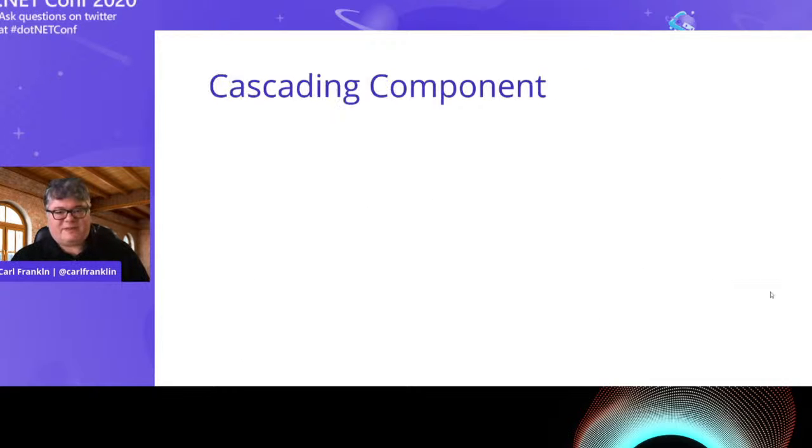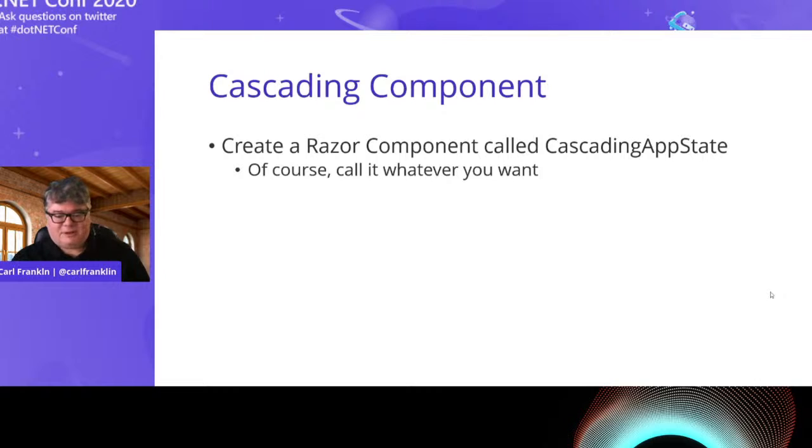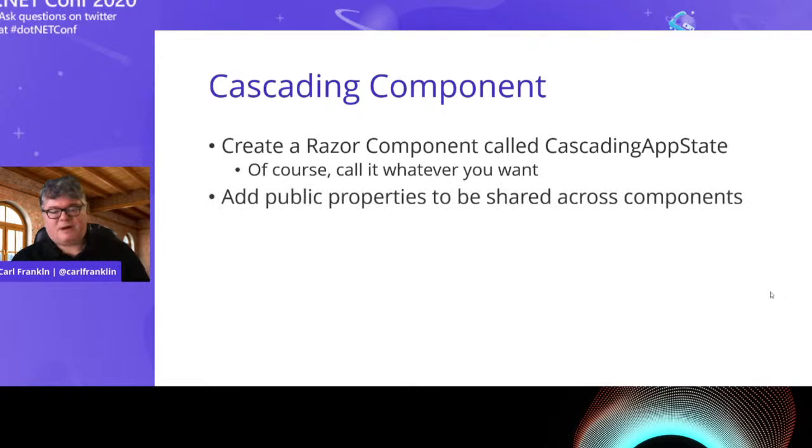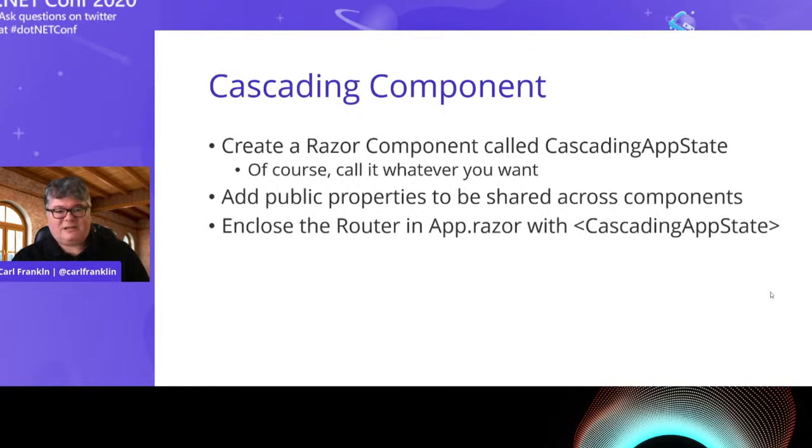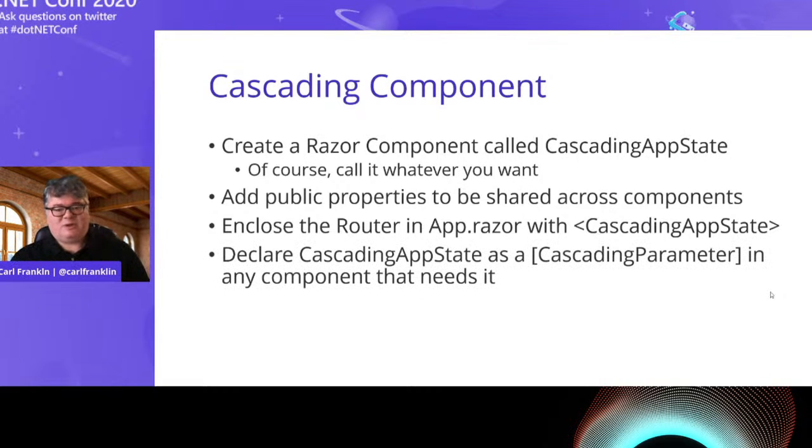All right, so for the cascading component method, we're going to create a Razor component. I called mine cascading app state. Of course, you can call it whatever you want. You add public properties to be shared across components. And then you enclose the entire router in App.razor with this cascading app state. And then anywhere you want to use it, you declare it as a cascading parameter.